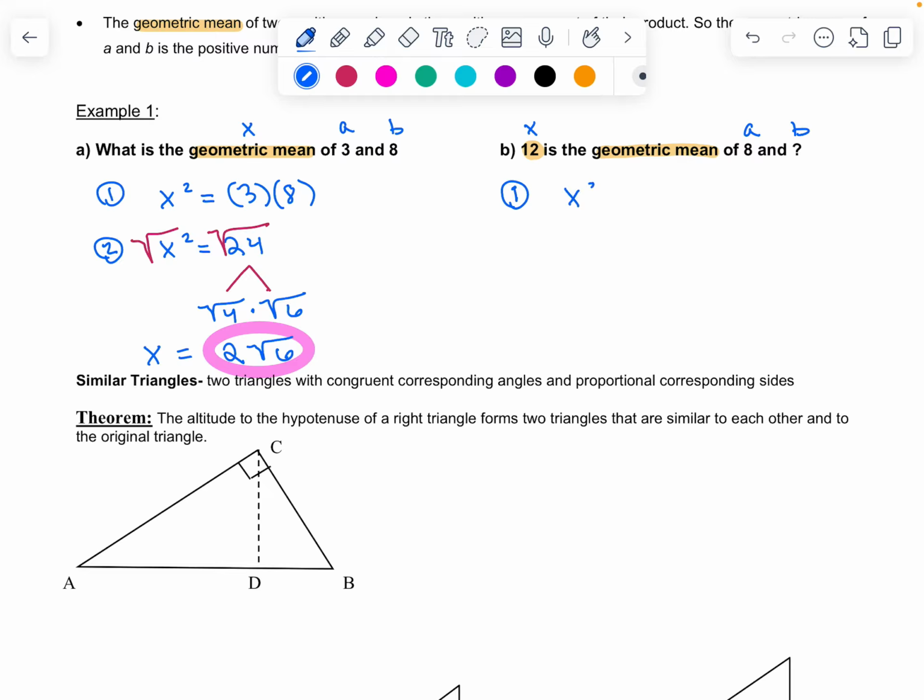And so remember, our formula is x squared equals a times b. So we'll plug in our values. X is 12, so that means 12 squared is equal to a, which is 8 times b. So we can simplify this a little. 144 will equal 8b. And then we can just divide by 8 to get that other value. And so that means that b is going to equal 18.